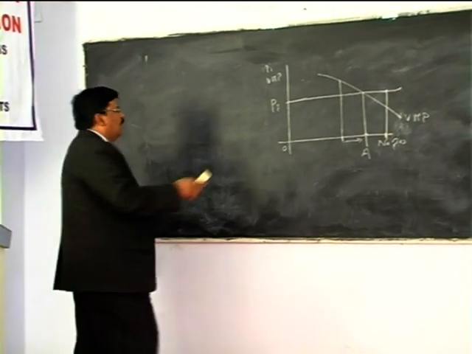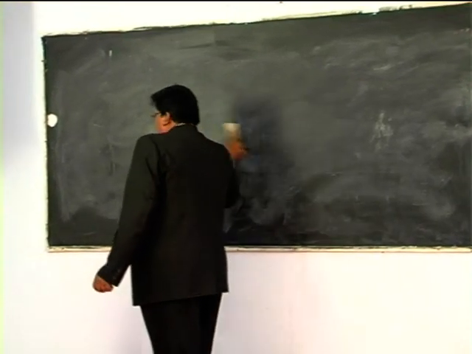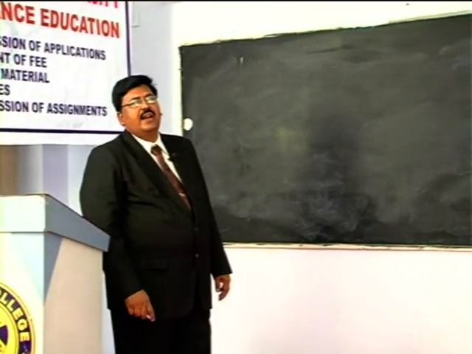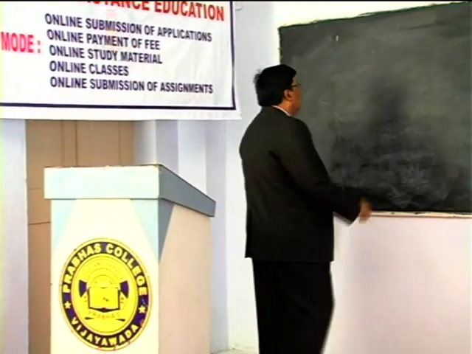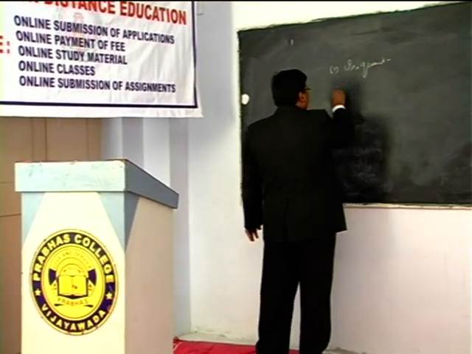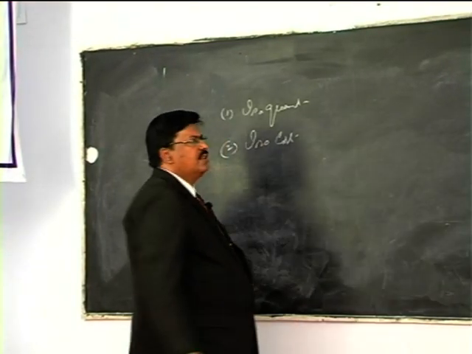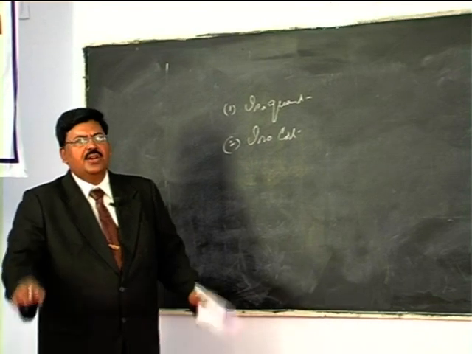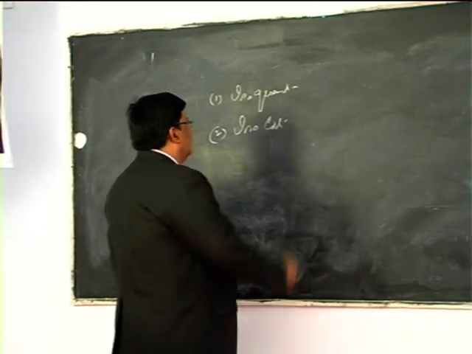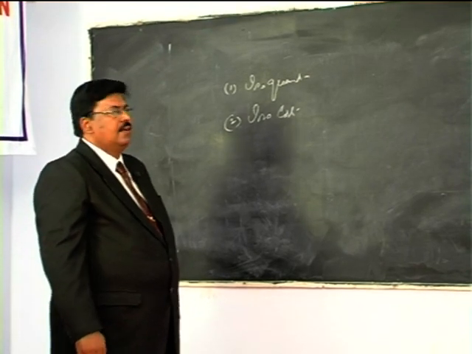Now let us discuss the production function with two variable inputs. A production function with two variable inputs can be explained with the help of isoquants and isocost curves. So we need to develop two tools. One is called isoquant and the second one is the isocost curve. A production function with two variable inputs can be explained with the help of these two tools, isoquant and isocost curve.